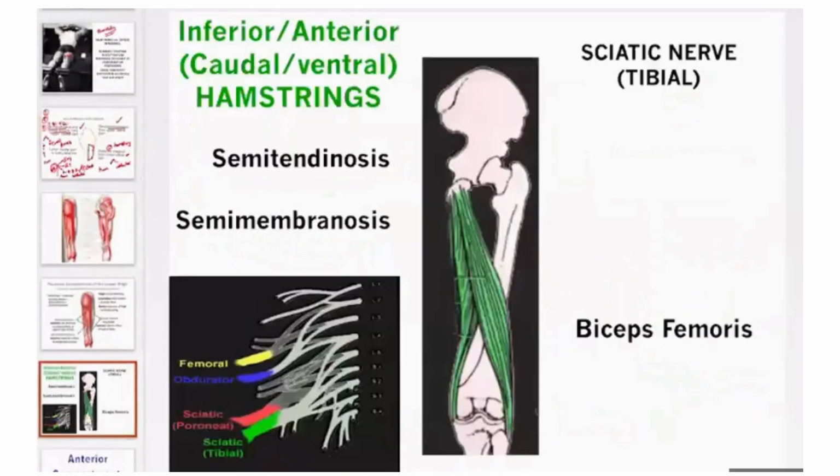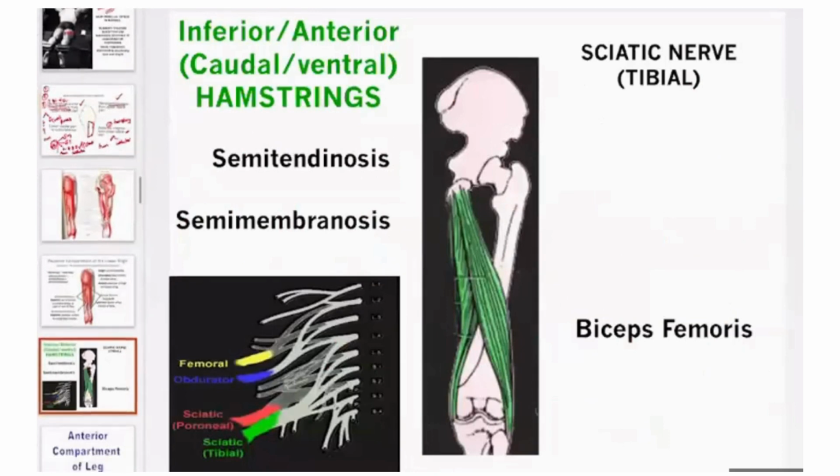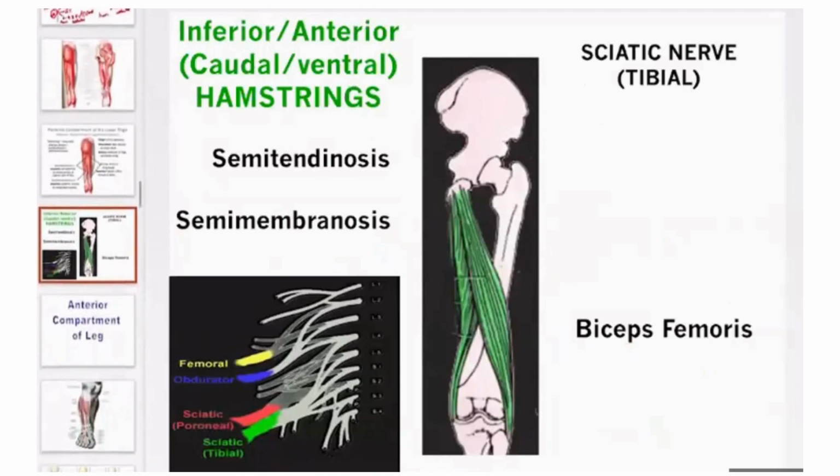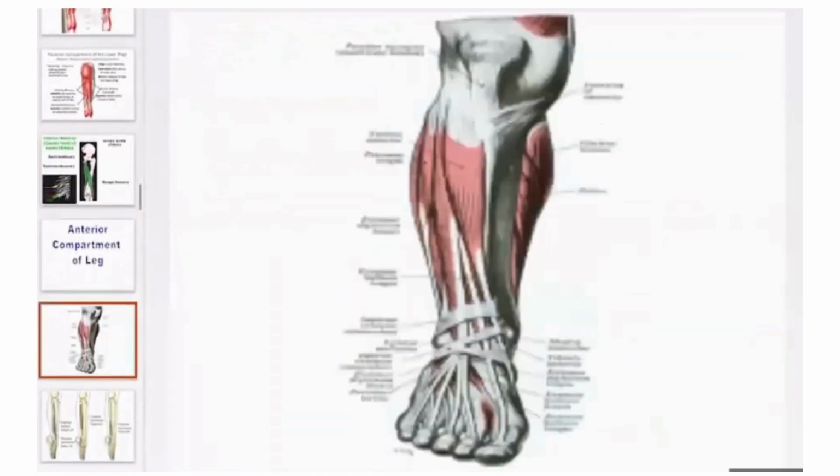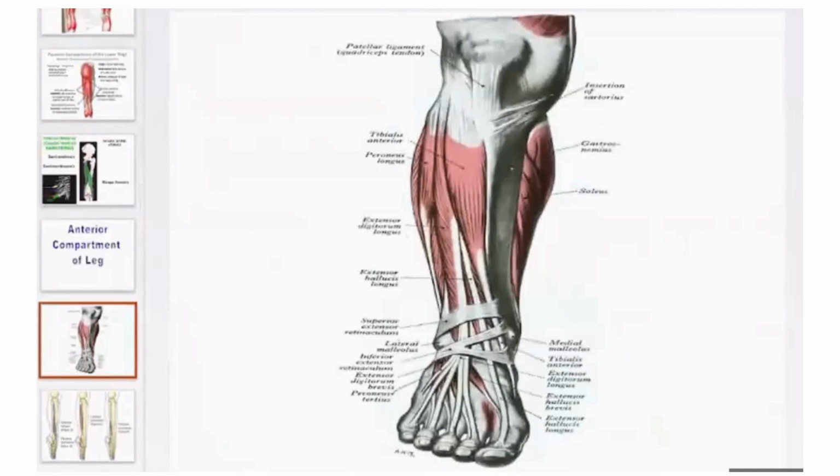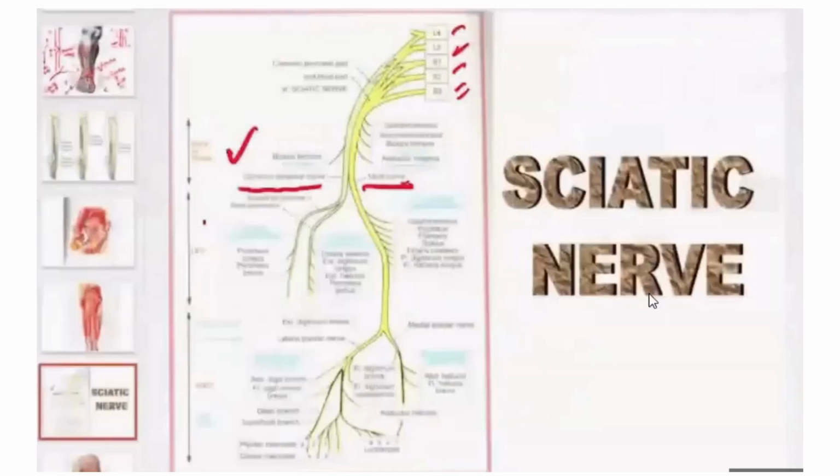What is the nerve of the? So can you see the two heads? Biceps femoris. All are supplied by the sciatic nerve. Next compartment is the anterior compartment of the leg. After this, the sciatic nerve divides into the tibial nerve and the common peroneal nerve, which divides into the superficial peroneal nerve and deep peroneal nerve.